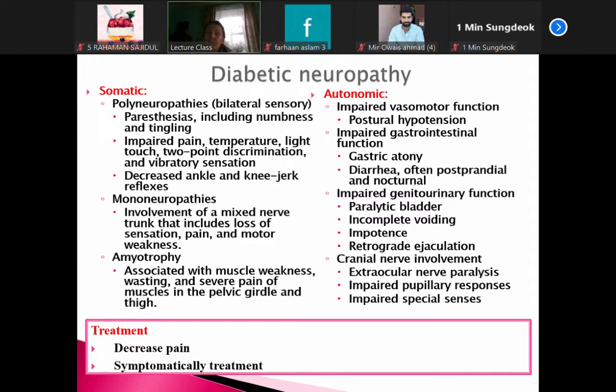Treatment, unfortunately, is only symptomatic. We don't have drugs which can normalize nerve impulses. We can treat only symptomatically. If people have pain in the feet, we give painkillers. If it is autonomic neuropathy, depending on the organ, you will give symptomatic treatment. If it is tachycardia, beta blockers. If it is diarrhea, anti-diarrhea drugs. If it is erectile dysfunction, PDE5 inhibitors, etc.